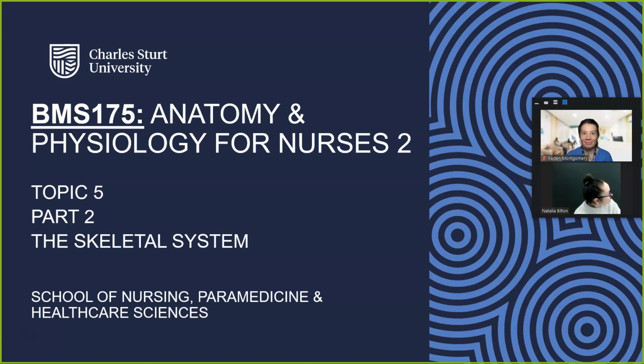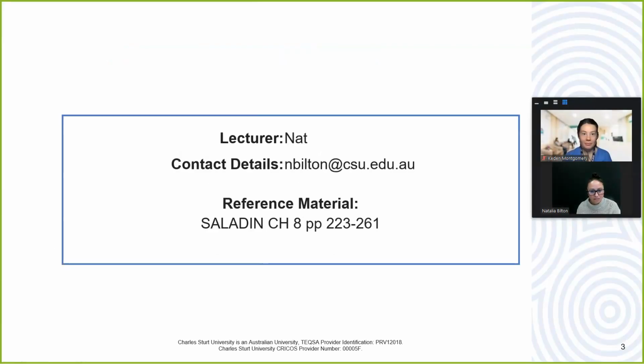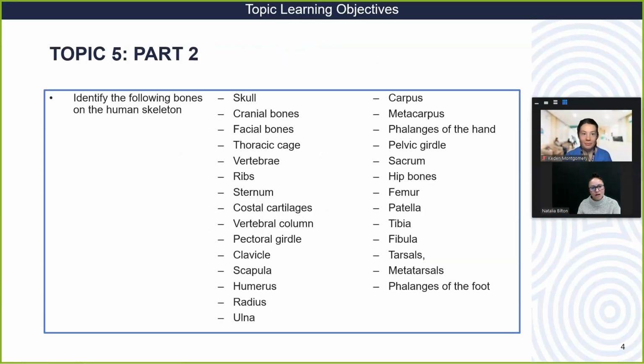Now we're going to look at topic 5, part 2, skeletal. What we're going to do is have a little look at these bones just to get your mind around where they are and their relationship to each other. You probably know a lot about many of these bones already, so there are probably only a few that you need to sit down and think carefully about.